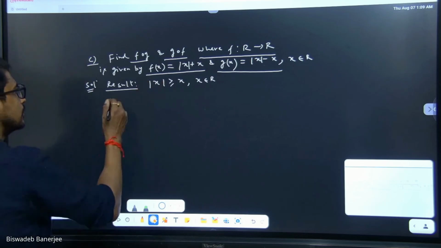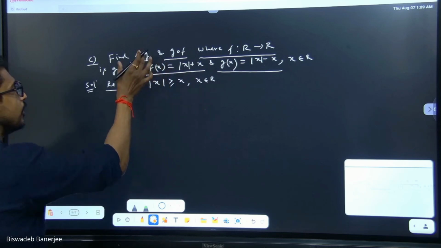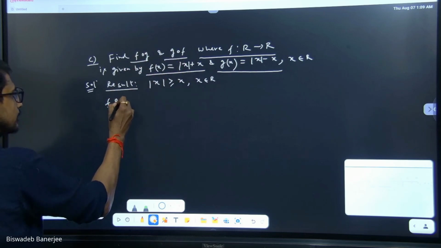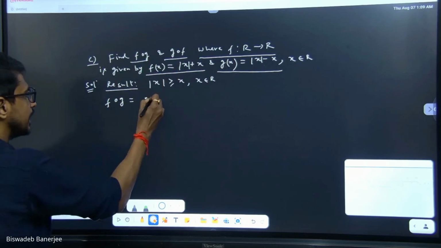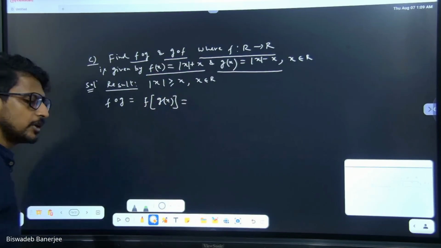How to do that? We need to find out f of g and g of f. f of g can be written as f of g(x). This is called a composite function.